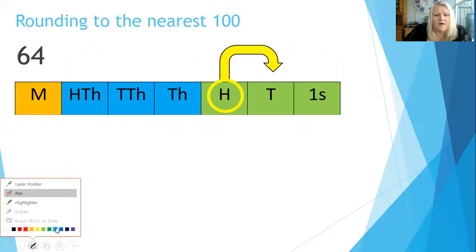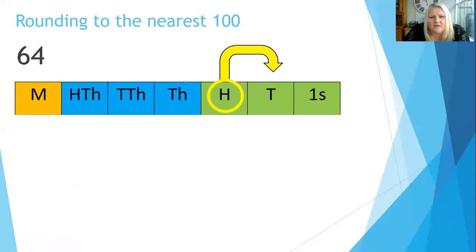Let's go for purple. What we've done is I've moved my special arrow, the circle, up to the hundreds column because I'm rounding to the nearest hundreds. So I found the hundreds column and I put it there, which tells me that I'm going to be looking at the tens. The tens are going to be the key number when rounding to the nearest 100. So let me put my 64 into my place value column.